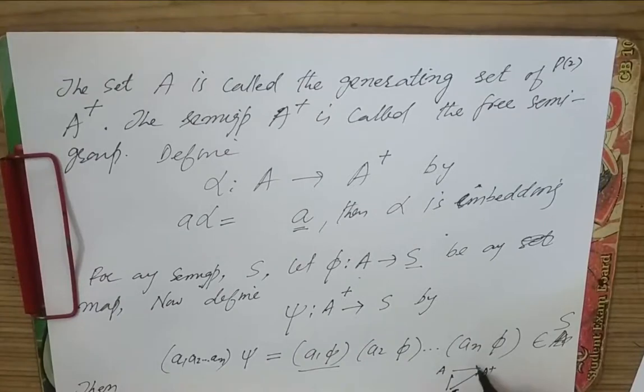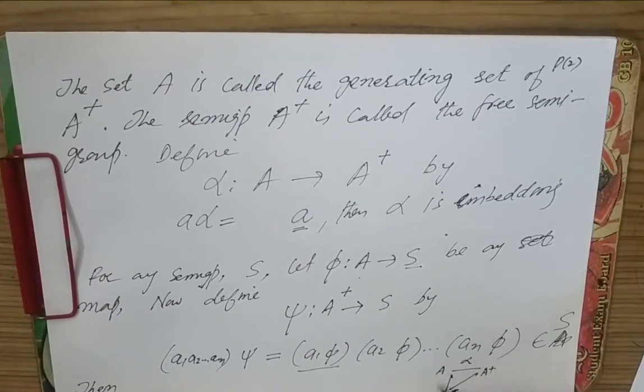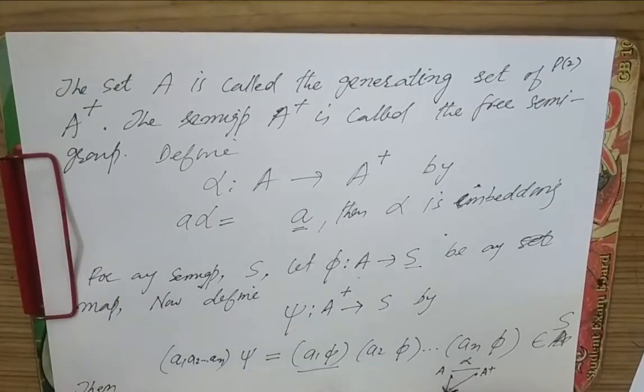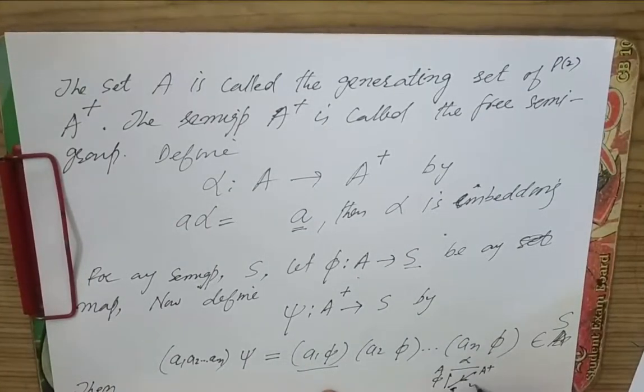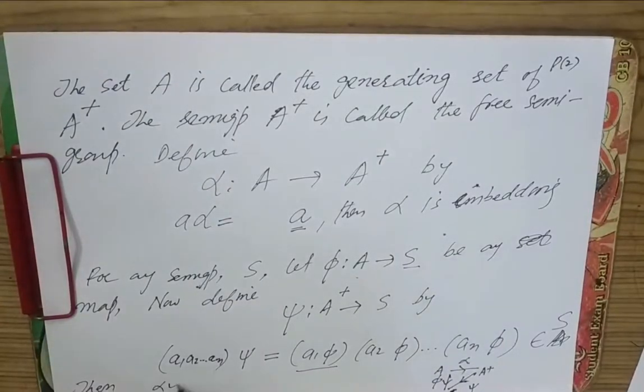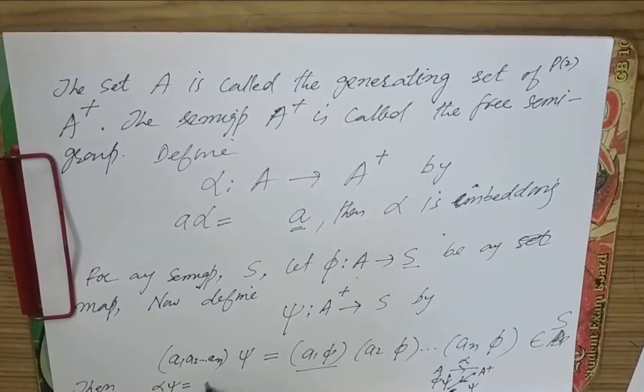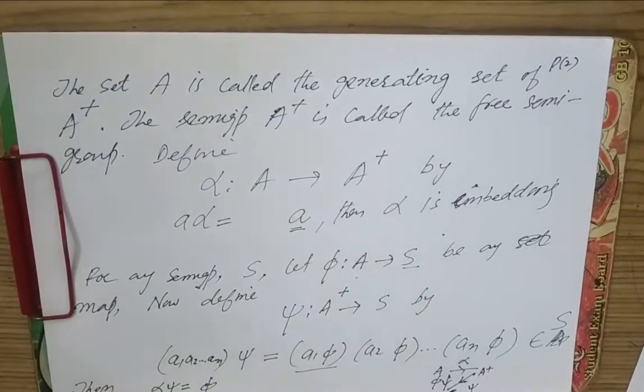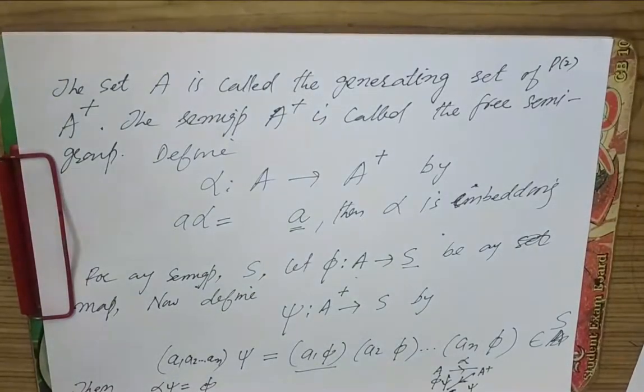So first we have a map alpha, then we have given any map phi from A to any other semigroup S. Then we have defined this map psi. You can see this alpha composition psi, then alpha psi is equal to phi. This is a property.